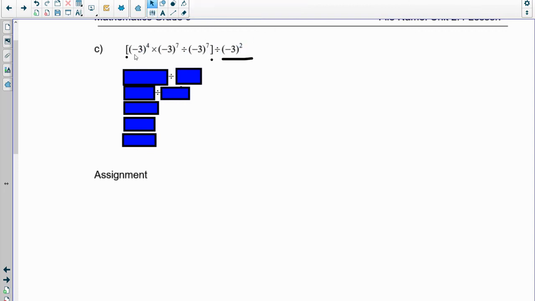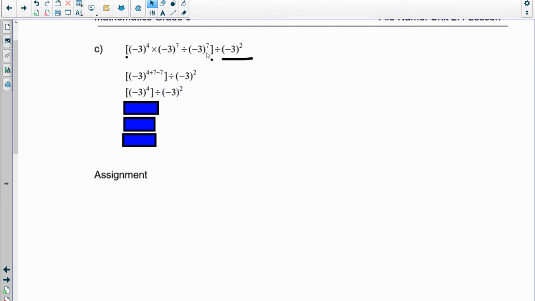So I'm going to take the numerator, and that's negative 3. Everything is in negative 3 base here, so it's going to be 4 added 7 minus 7. And that whole thing here still has to be divided by negative 3 inside brackets to the 2. But I'm going to work out the numerator first. 4 plus 7 is 11. Take away 7 is back to 4. So we have negative 3 to the 4 divided by negative 3 to the 2.